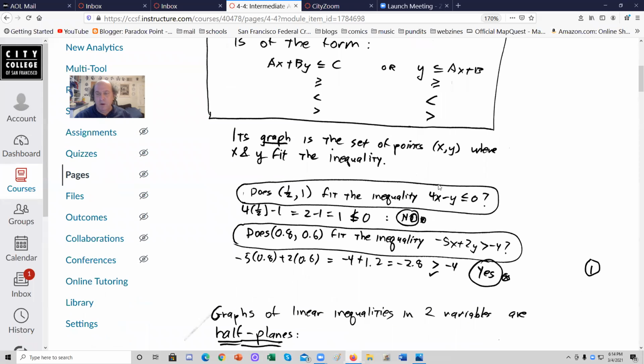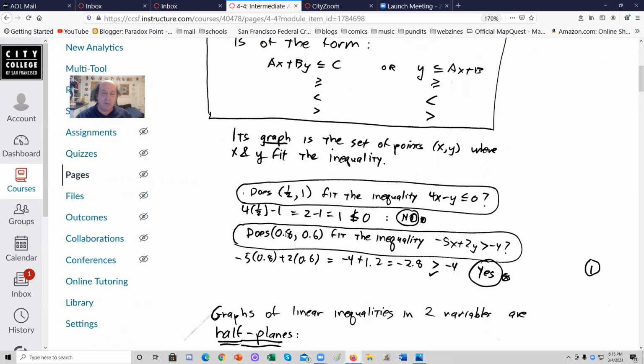So for example, 4x minus y less than or equal to 0. Does (1/2, 1) fit it? Well, you plug it in. 4 times a half minus 1 is 2 minus 1 is 1, which is not less than or equal to 0. So no, this point does not fit the inequality.